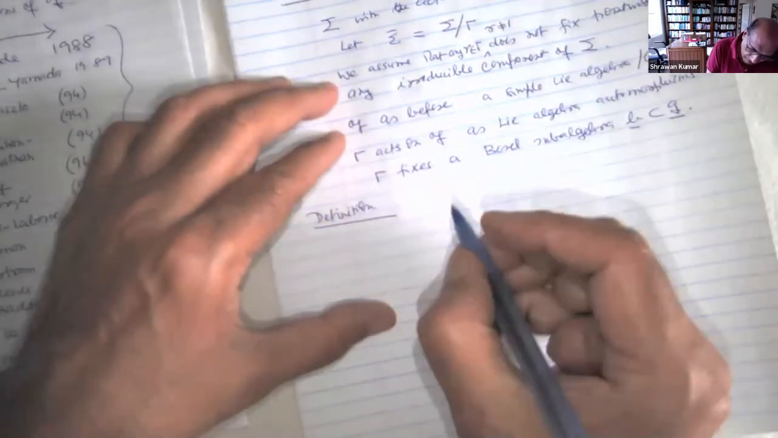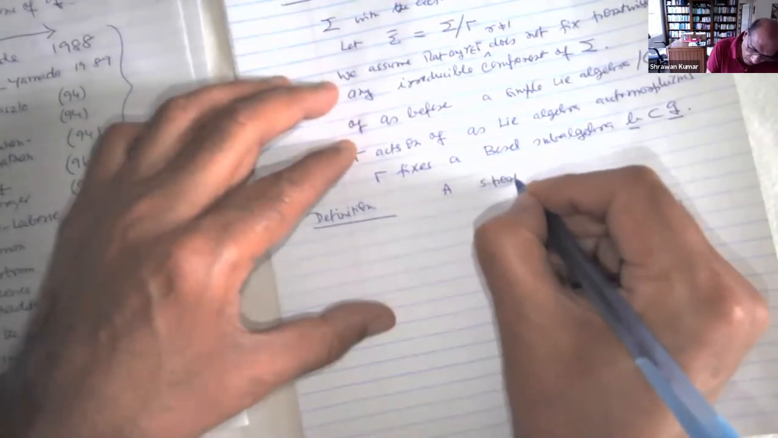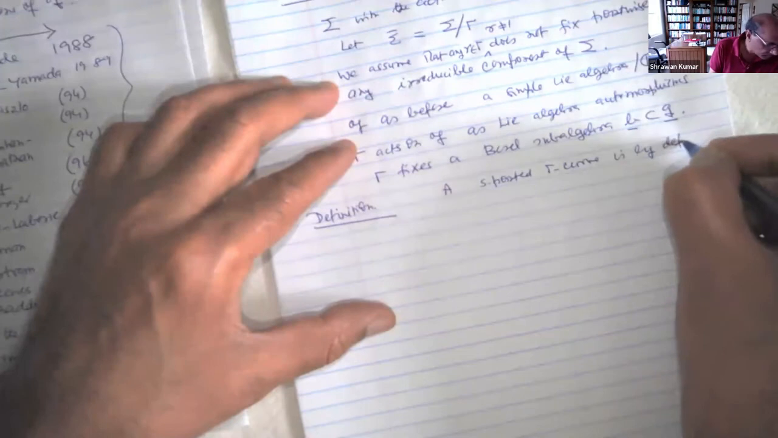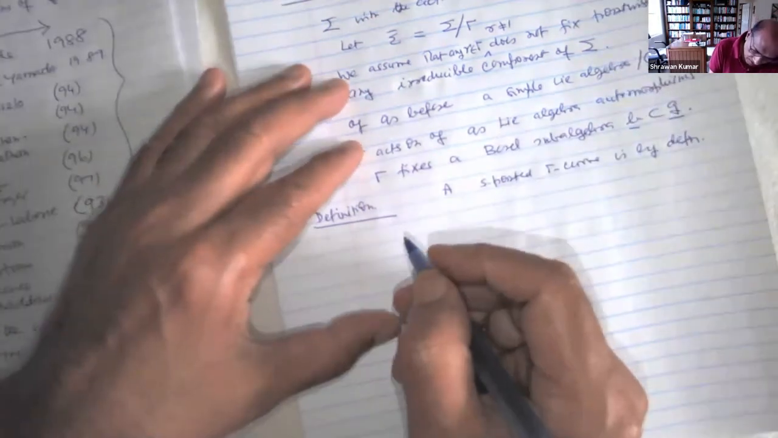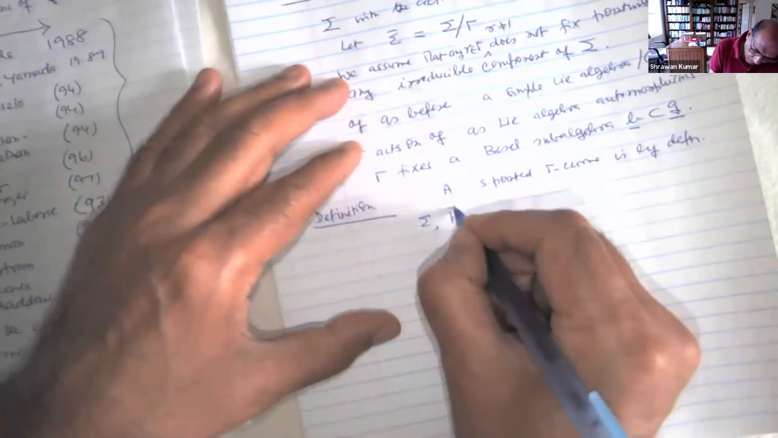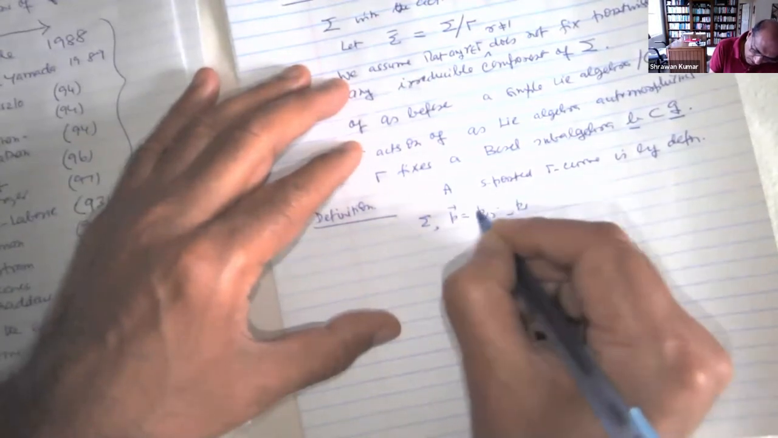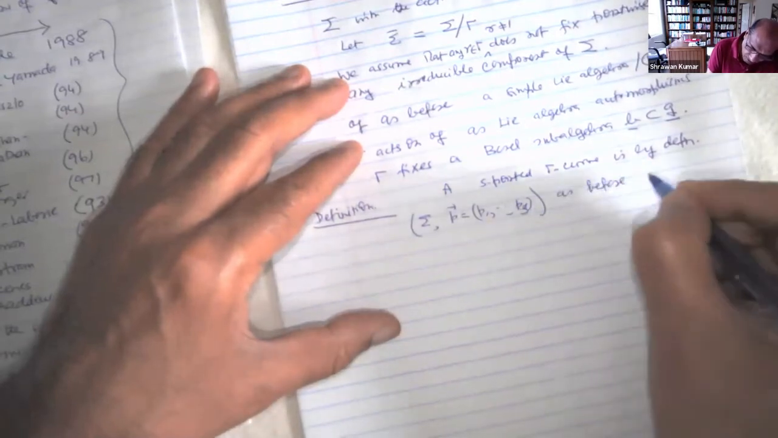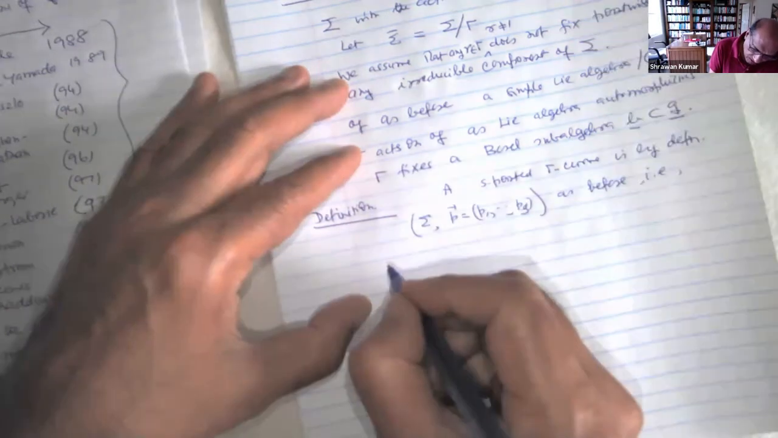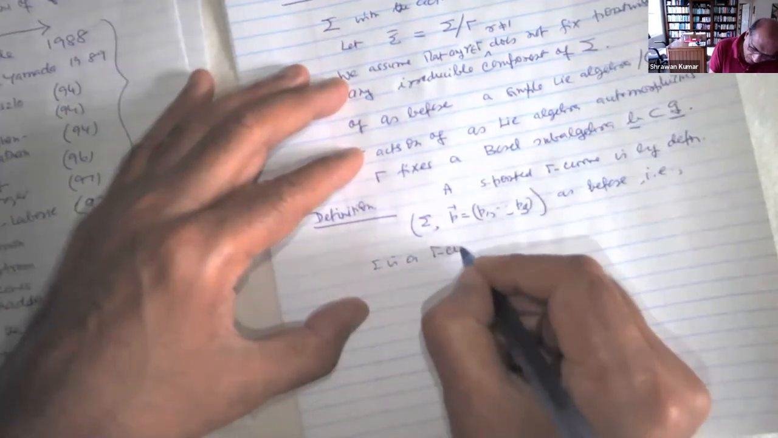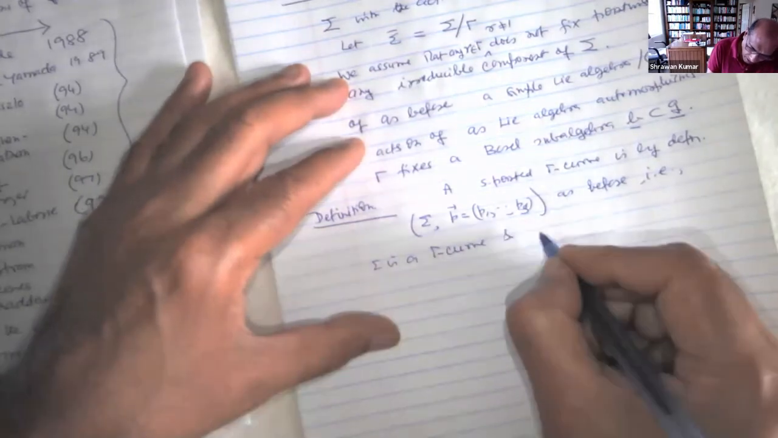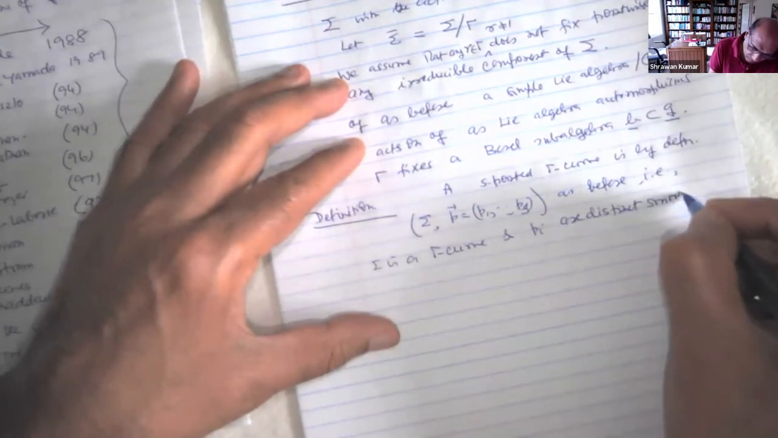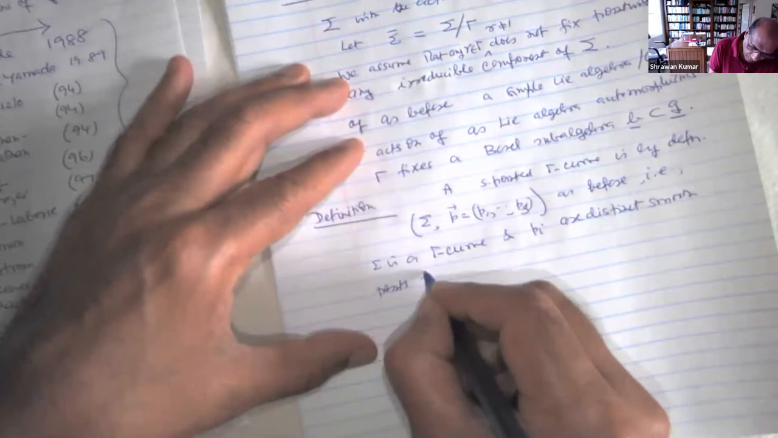So an S-pointed gamma curve is by definition a pair (sigma, P), where P is P1 through PS, as before. That means that sigma is a gamma curve and the Pi are distinct smooth points in sigma.